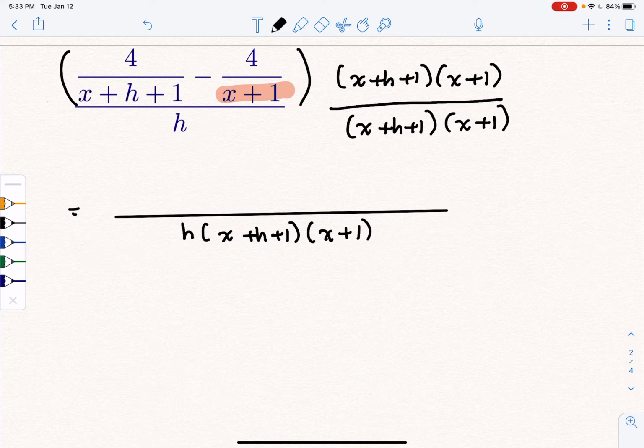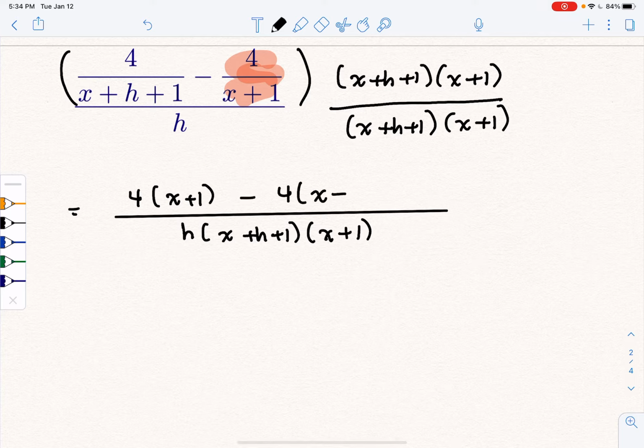So in the first fraction, and I'll just highlight that here, when our first fraction is multiplied by the LCD over there, the x plus h plus 1s are going to cross out, so we get 4 times x plus 1. When we move over to this one, multiply that by x plus h plus 1 times x plus 1, the x plus 1s are going to cross out, so we have minus 4 times x plus h plus 1.